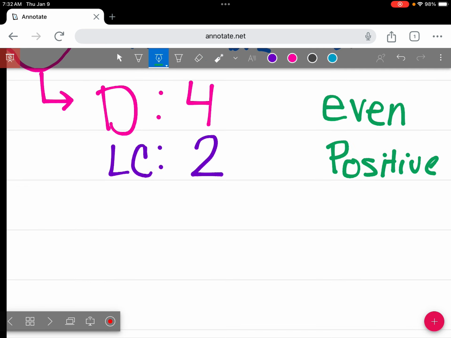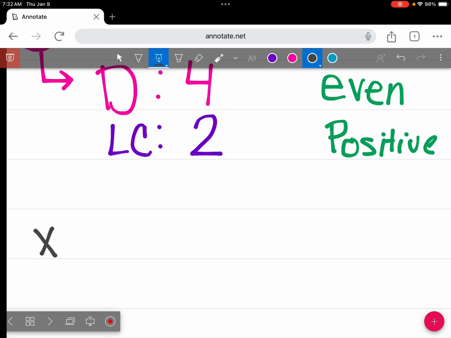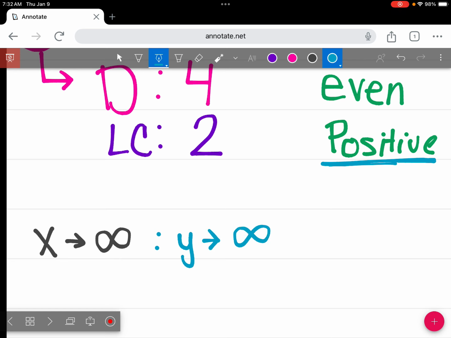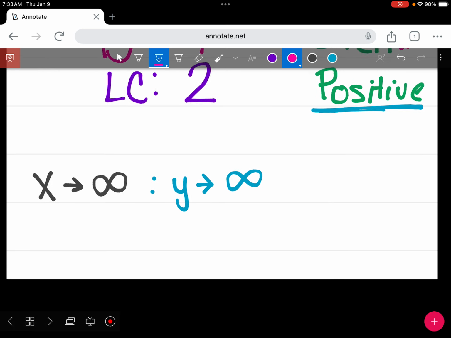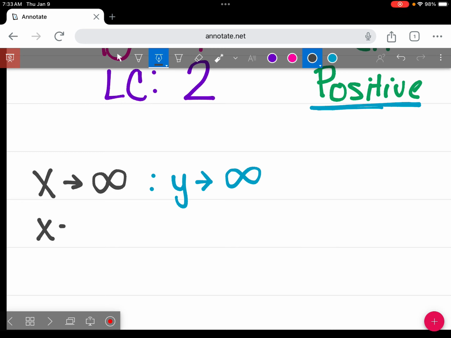So let's write our end behaviors. So if we know it's even and positive, that tells me that as x approaches positive infinity, so as we go to the right, it's going to match the sign of our leading coefficient. Our y's would approach positive infinity. And since it's even, are they opposite or do they match? They match. So as x approaches negative infinity, what does our y approach? Positive infinity. Okay?